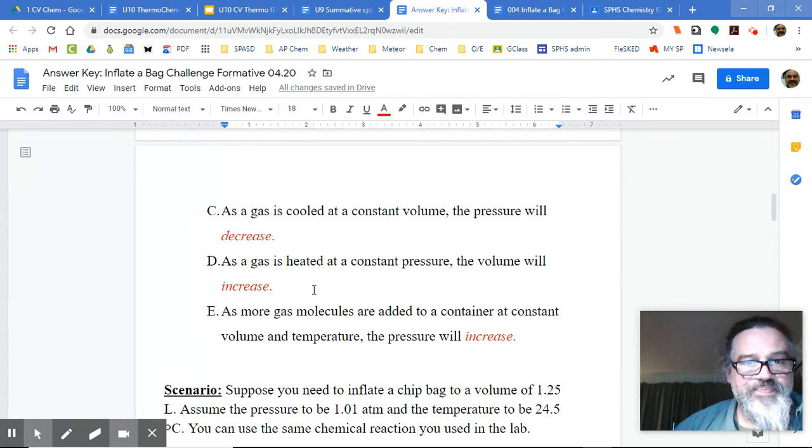If you took it from a cold in your freezer and put it outside, it would get bigger. As more gas particles are added to a container at a constant volume, the temperature and pressure will increase. Think of blowing up a balloon, right? Obviously, if you put more particles inside, there's going to be more collisions.